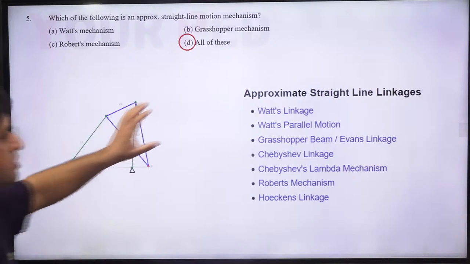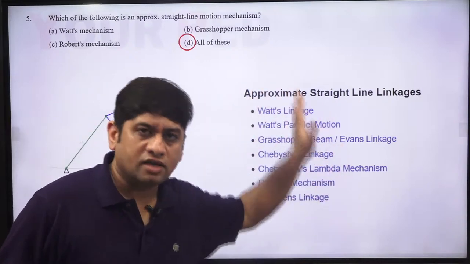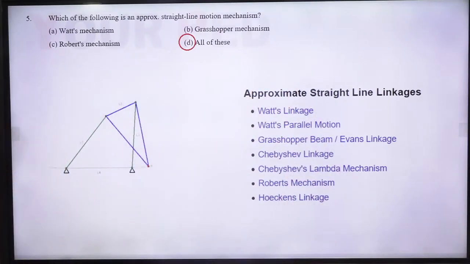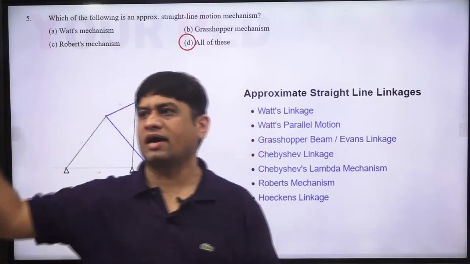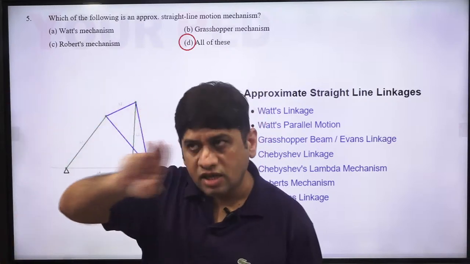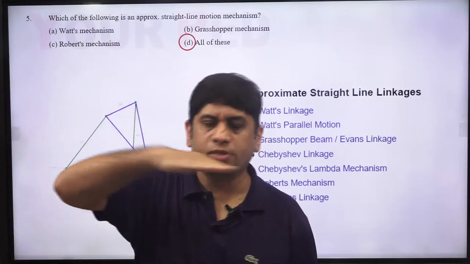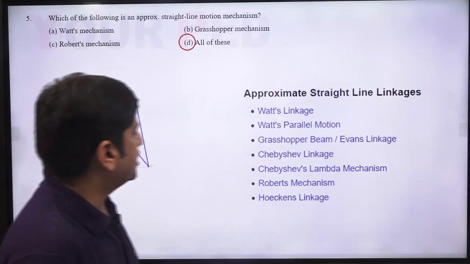Remember this and write these names in your copy also. They are the straight line mechanisms: Watt mechanism, Robert mechanism. This is the Robert mechanism. So these will move on a straight line. This will move on a straight line. And you can go on the internet, or if you Google straight line mechanism zip files, please see what is the meaning of straight line mechanism. Look at those zip files, you will get to know what a straight line mechanism is.